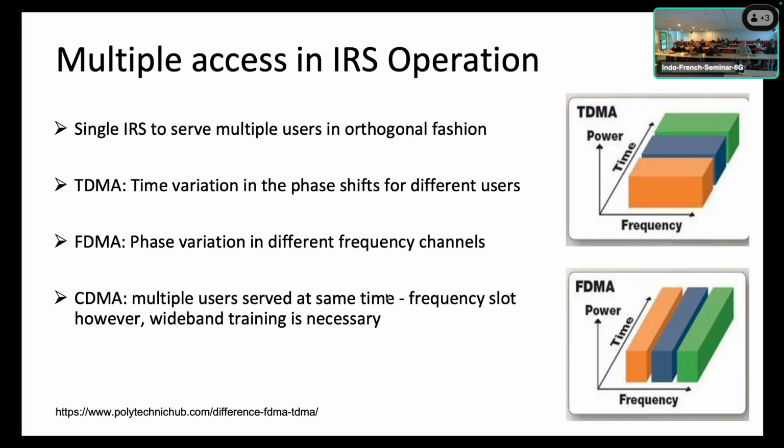These are the considerations in the multiple user scenarios when users are served through IRS in an orthogonal fashion. In the non-orthogonal fashion, when multiple users are served through IRS, there is not much of a challenge. We just have the sum of the signal powers, and then we optimize the phase shift matrix. But the practical questions come when multiple users are served through a single IRS in an orthogonal fashion.